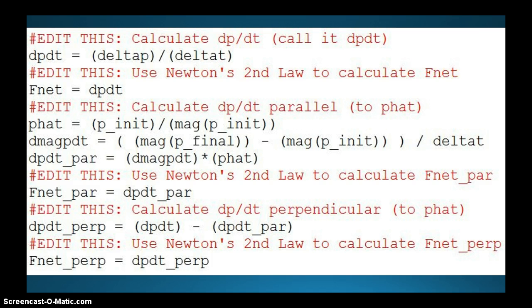The magnitude of dp/dt parallel is the magnitude of the final momentum minus the magnitude of the initial momentum divided by delta t. dp/dt parallel is given by the magnitude of dp/dt times p hat, placing it in vector form. And as per the logic used earlier, F net parallel is equal to dp/dt parallel. dp/dt perpendicular is given by dp/dt minus dp/dt parallel because when the parallel and perpendicular components are summed, they give dp/dt. And the same as earlier, again, F net perpendicular is equal to dp/dt perpendicular.